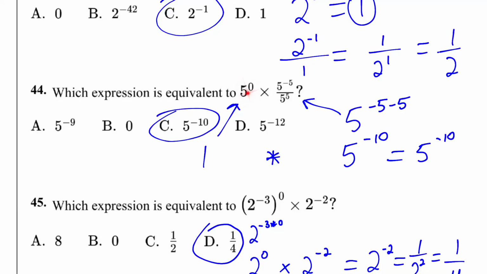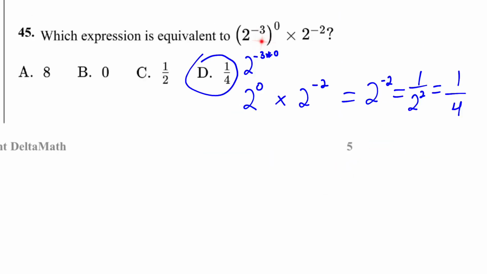For 44, 5 to the 0 is just 1. And this part is the quotient rule. 5 to the negative 5 minus 5, which gives me 5 to the negative 10. So 1 times anything is anything. So 1 times 5 to the negative 10 is 5 to the negative 10, which is C.